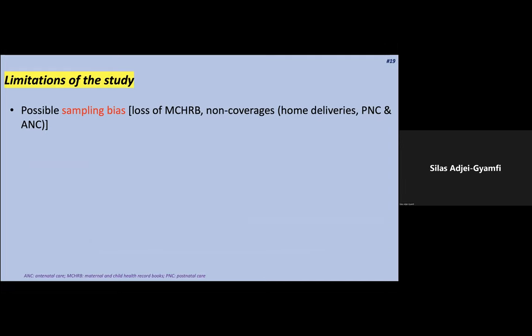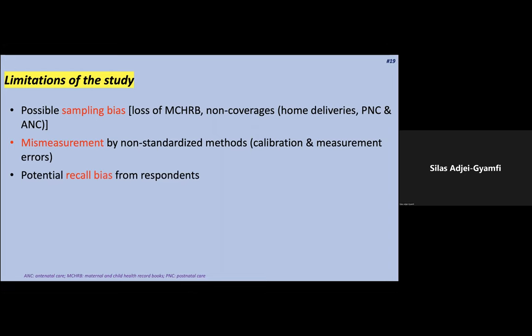Limitations of the study. There was a possible sampling bias as a result of mothers who do not have or who have misplaced their maternal and child health record books, mothers who delivered in their homes, and mothers who have absented themselves from antenatal and postnatal services. There could be mismeasurement by non-standard methods because it's a retrospective study. The data were collected from maternal and child health record books, and some were also collected through structured interview, resulting in potential record bias from respondents.